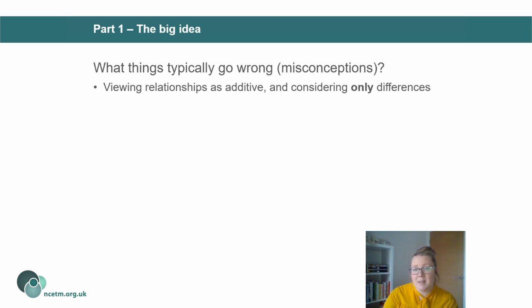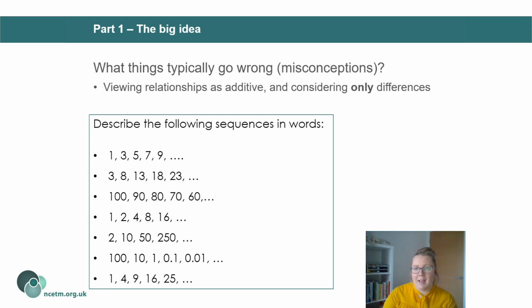The first big misconception that students hold is that these relationships between numbers are always additive and only ever consider differences. One of the best ways I've found of seeing if students hold this is to check by asking them to describe sequences. In my first three sequences here, I have got a linear relationship where I'm going up or down by adding and subtracting the same number each time.